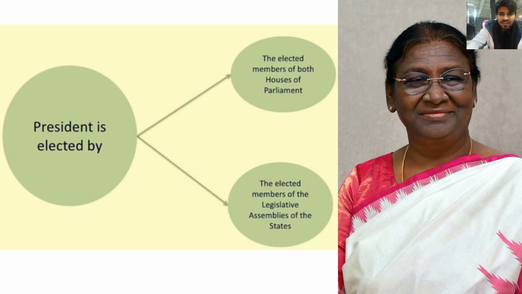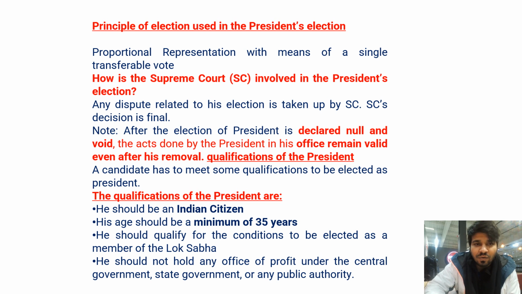As we can see, the President, like Draupadi Murmu ji, is elected by the members of both the houses of Parliament and the elected members of the legislative assemblies of states. One thing to note here is that the nominated members do not participate in the election of the President, only the elected members. The principle used is proportional representation by means of the single transferable vote. It is a system of voting.